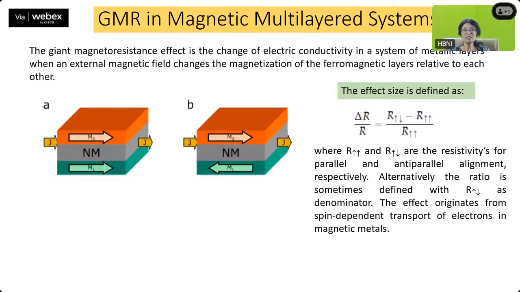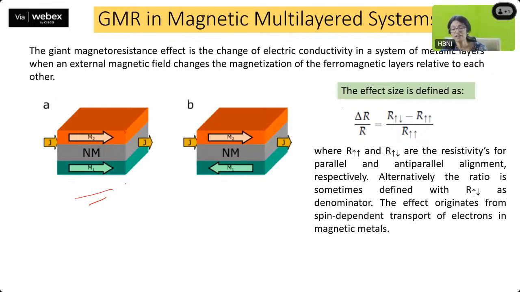So let's explain this a little bit. In GMR, there is a change in the electric conductivity in a system of metallic layers when an external magnetic field changes the magnetization of the ferromagnetic layers relative to each other. So pictorially, if I represent it, what you see over here is one ferromagnetic layer here, another ferromagnetic layer here, and the non-magnetic layer sandwiched between these two layers.